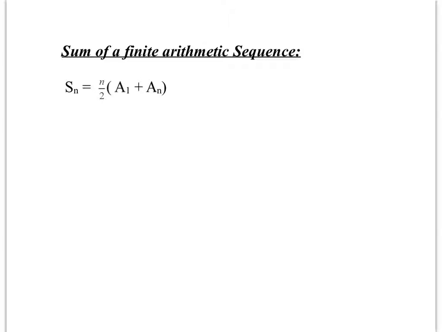The sum of a finite arithmetic sequence, we also call the sum of a finite sequence a series, of course. The formula for an arithmetic series is S sub n, or a series, is equal to n divided by 2 times the first term plus the last term. And I will go over the derivation of this formula in class. It's actually pretty groovy.